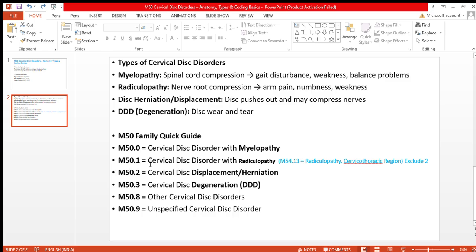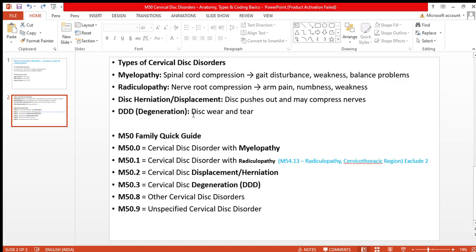Suppose the patient has a cervical disc disorder with radiculopathy and also radiculopathy of the cervicothoracic region. In that case, we can code both M50.1 and M54.13 because it's an Excludes2 note under the M50.1 category.